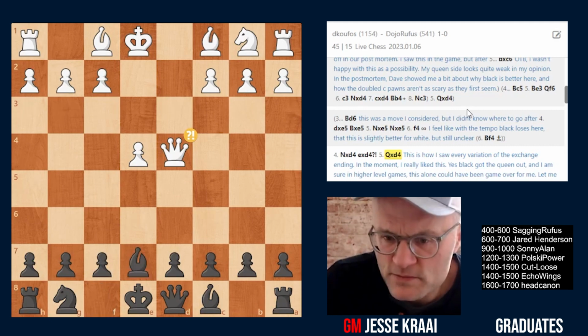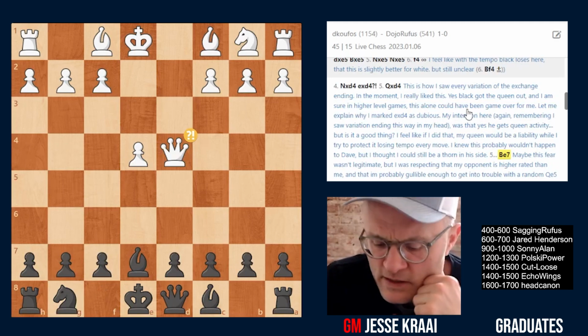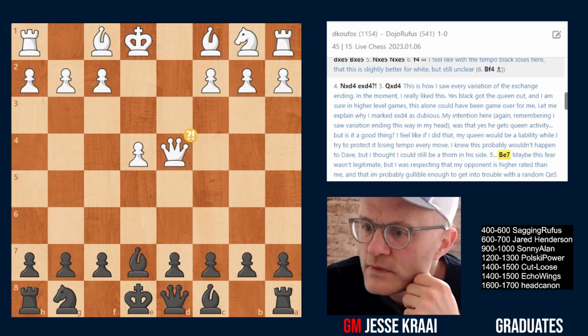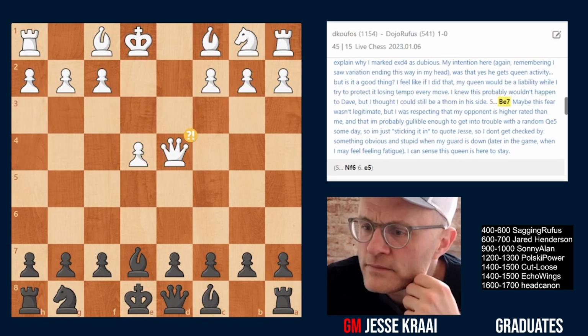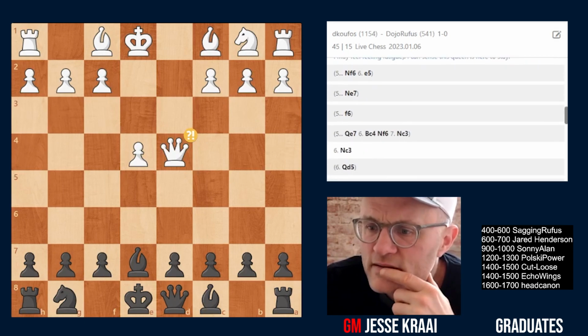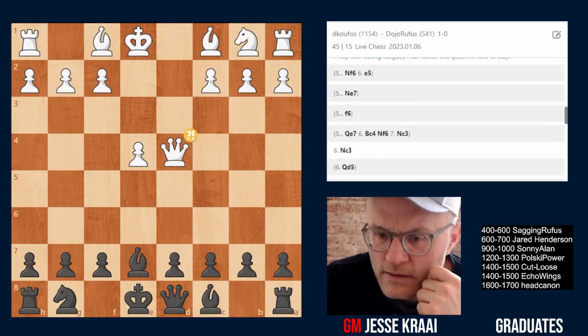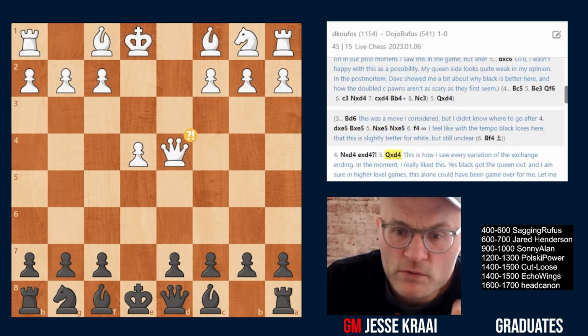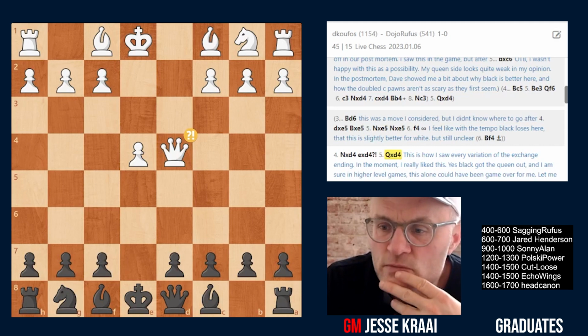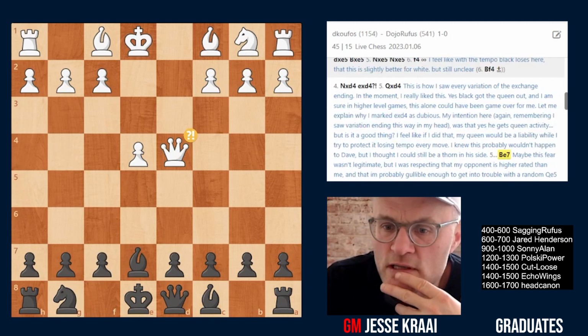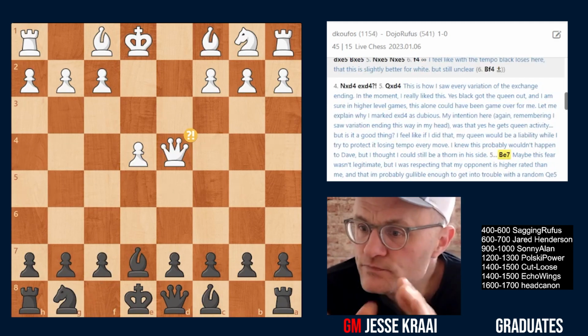Yeah. Bishop e7, mistake, because you're hanging your g-pawn. Right? Does he see it? He doesn't see it. Okay. In general, you need to play d6 followed by knight f6, right? That's what you're going to need to do in this position. All right.